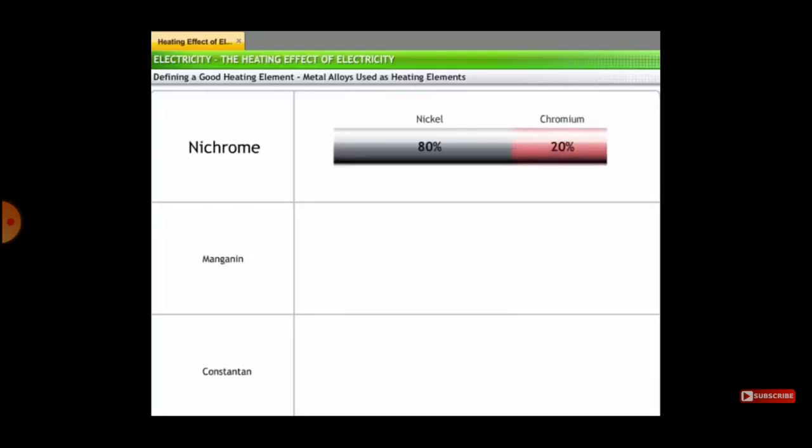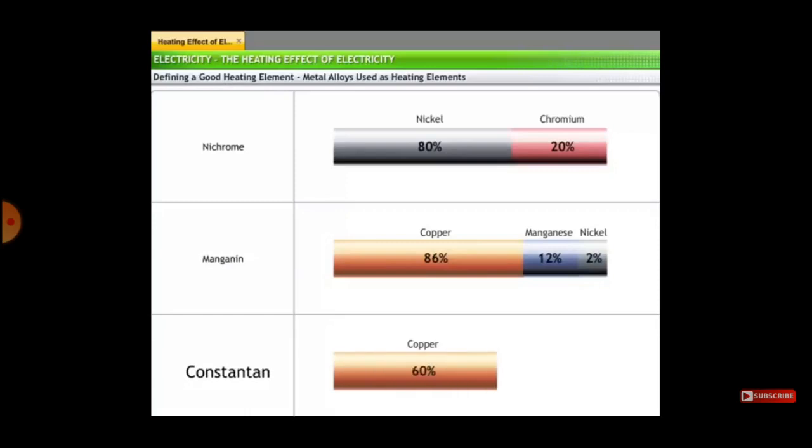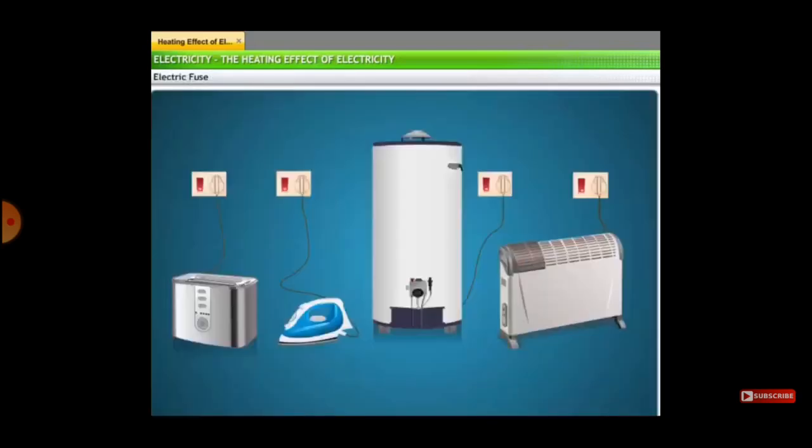These are the points by which a good heating element can be preferred, and those elements are nichrome, manganese and tungsten. See here, nichrome is an alloy of 80% nickel and 20% chromium, and manganese is an alloy of 86% copper, 12% manganese and 2% nickel. Then tungsten is an alloy of 60% copper and 40% nickel.